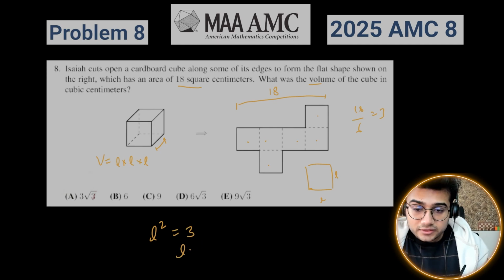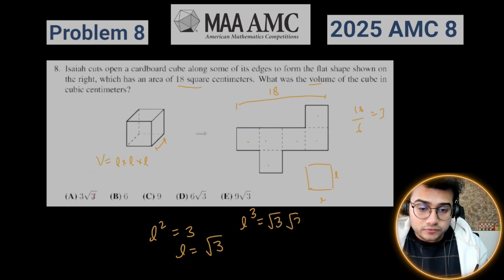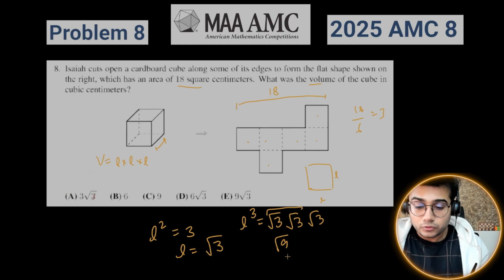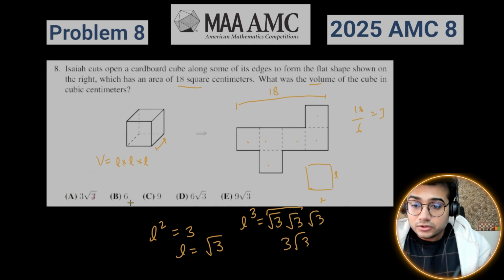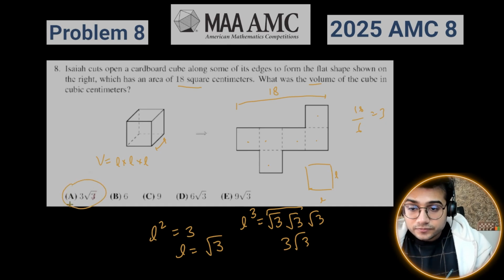That means length is square root of 3. So if length is square root of 3, then what is going to be length cubed? Well, that's just going to be square root of 3 times square root of 3 times square root of 3. These two square roots of 3's will combine to make square root of 9, and that would be just a 3. So that's 3 square root of 3. So the volume of that cube is A.